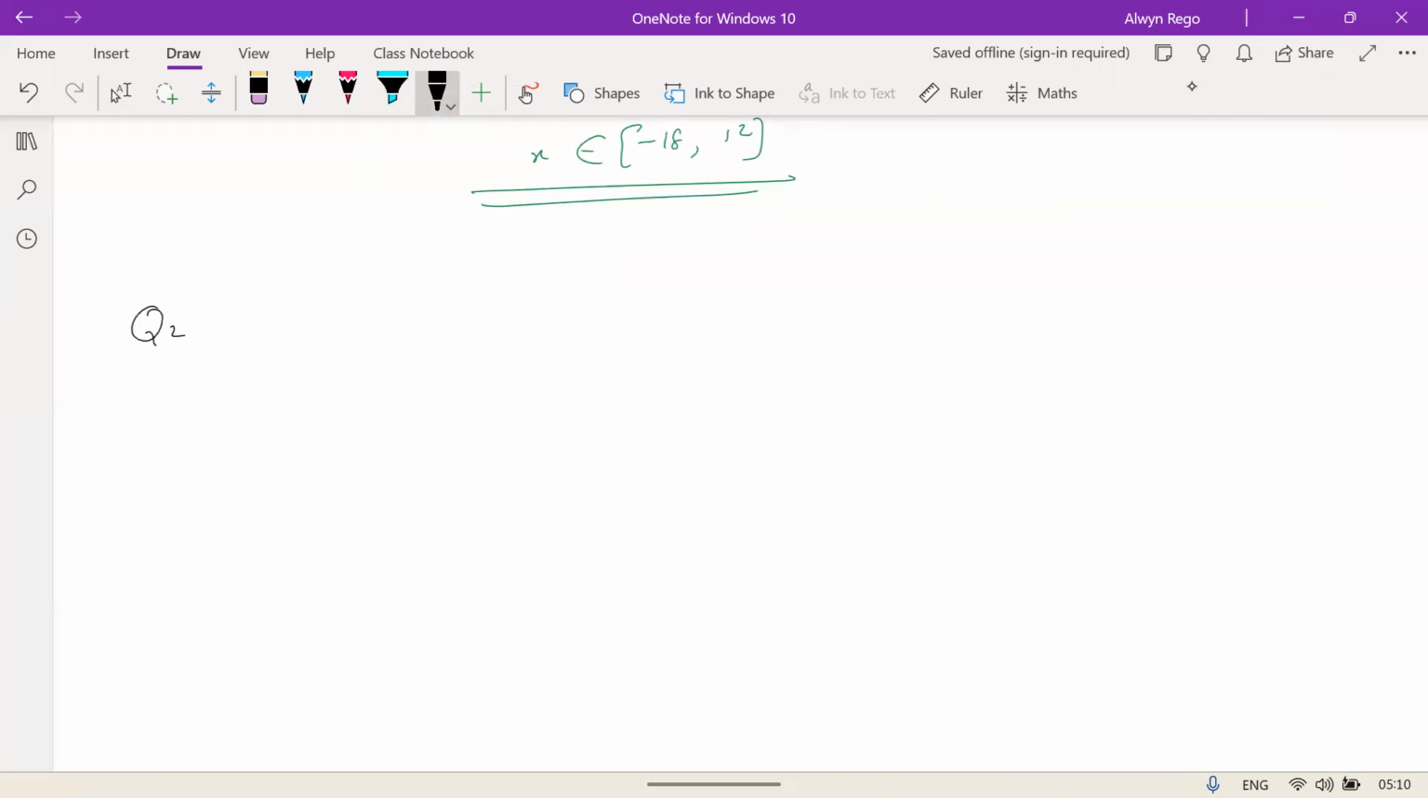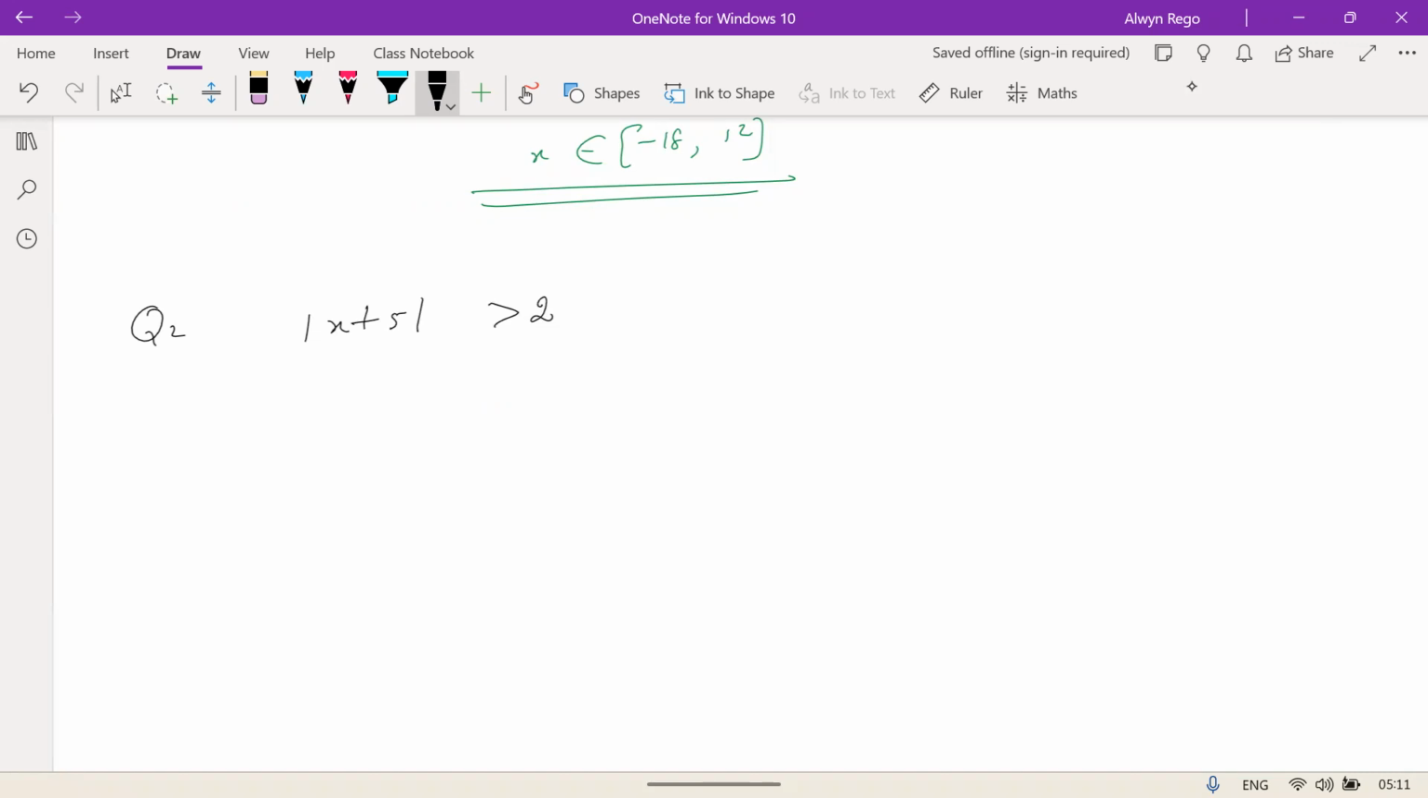Let's say question number 2 is that, let's say you have mod of x plus 5 is more than 2.